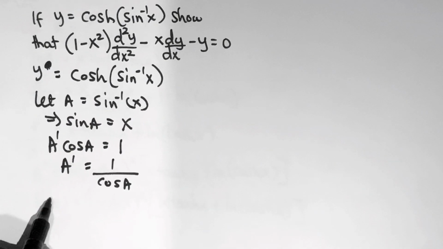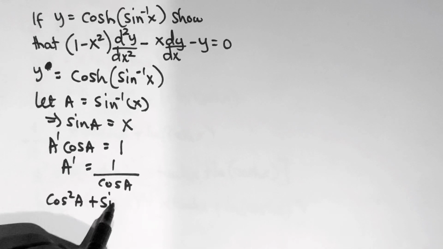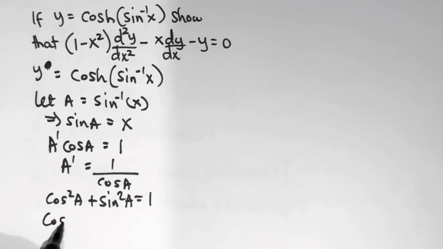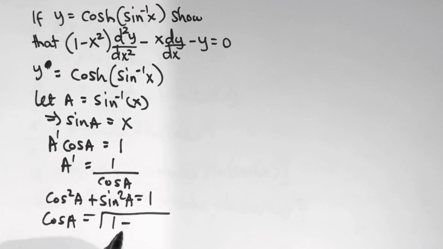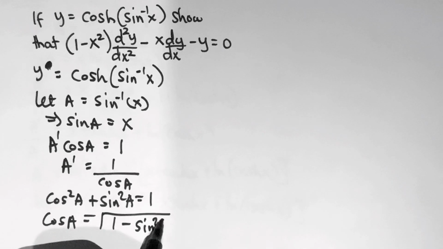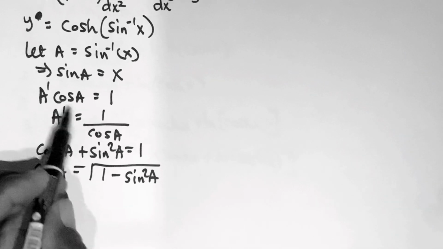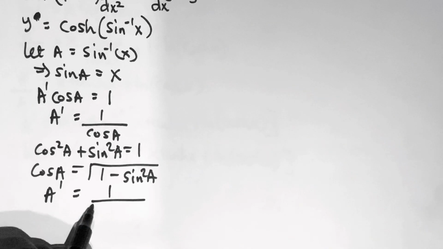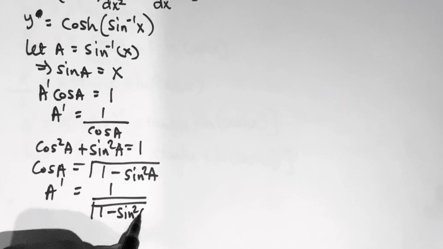But then we know that cos squared a plus sine squared a from trig identities is equal to 1. And therefore cos a is equal to square root of 1 minus sine squared a. So this means that this a prime is now equal to 1 divided by square root of 1 minus sine squared a.